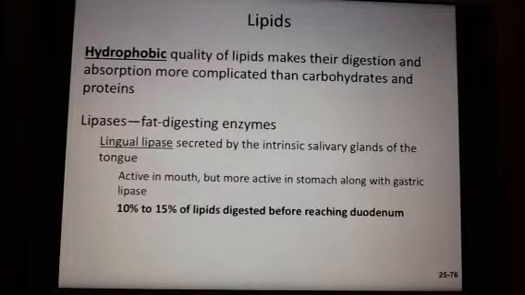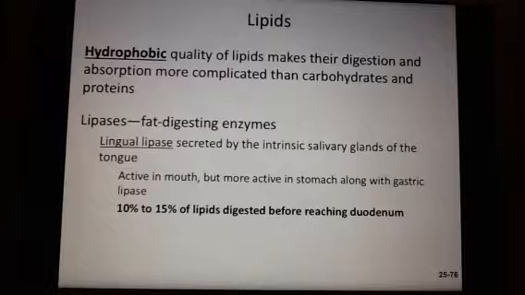Lipids are hydrophobic. That means they do not like water. And so that quality makes their digestion a little bit more complicated than carbohydrates and proteins. Basically, for both carbohydrates and proteins, we were just taking the big chain and breaking it up into smaller pieces, and then finally those smallest pieces were absorbed in the small intestines. Again, because lipids are hydrophobic, that makes it a little bit more complicated.